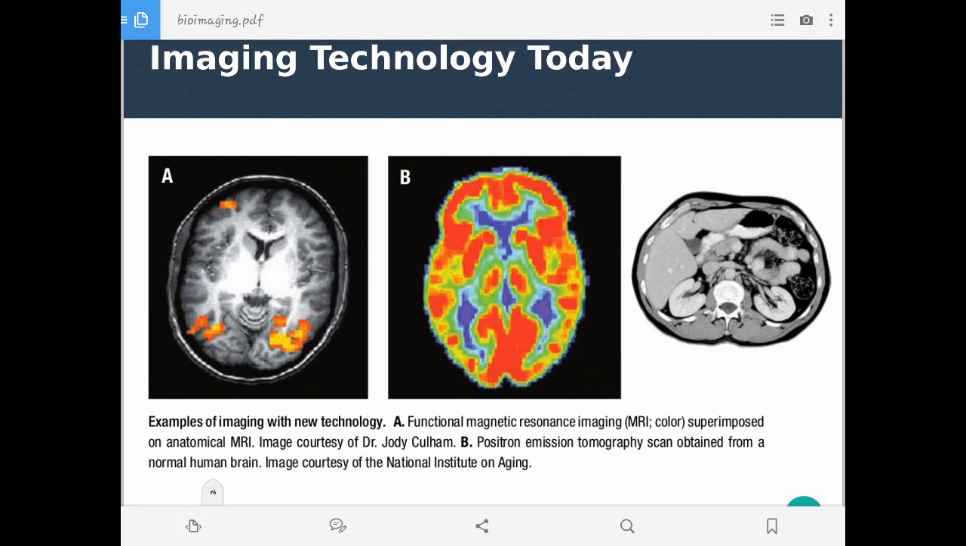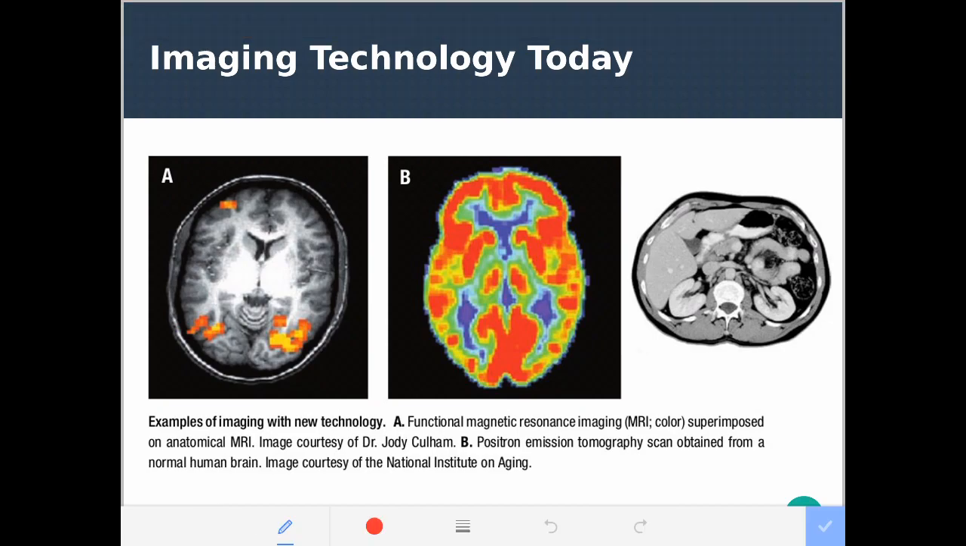Now on letter B, the middle one, you have the PET tomography scan obtained from a normal human. The PET scan is a bit different. If you look at it, it's more colorful than MRI, but less distinct. It actually gives you an idea on where it's more functional in its aspect.